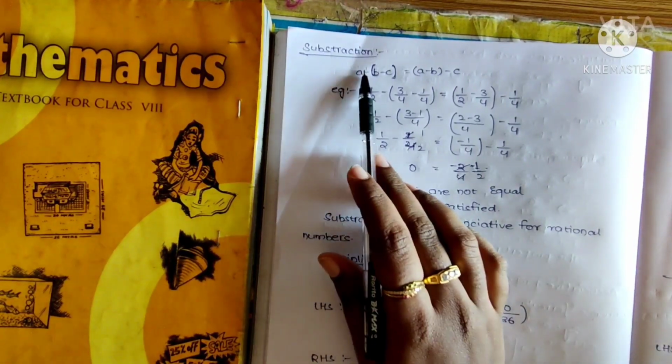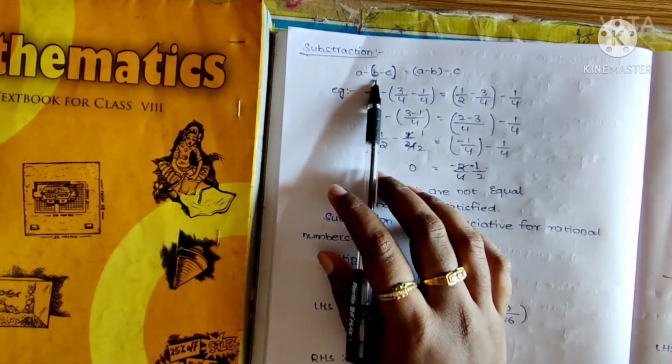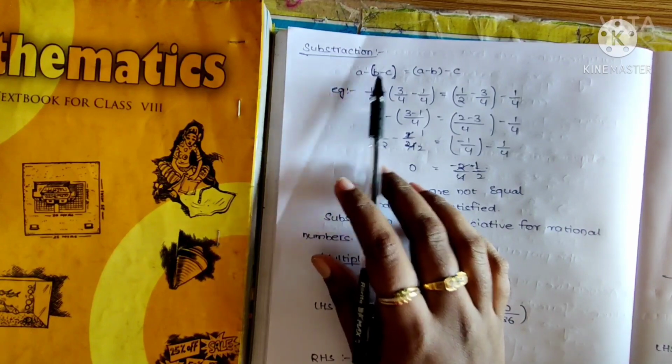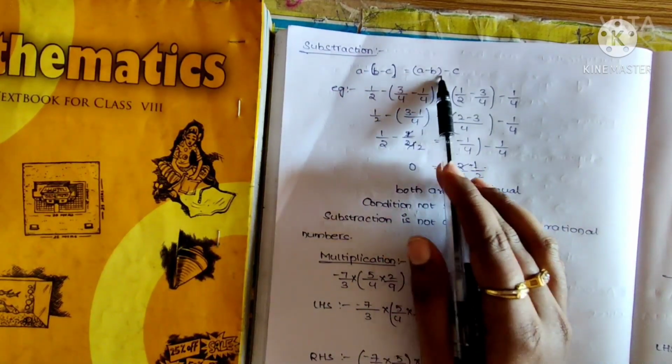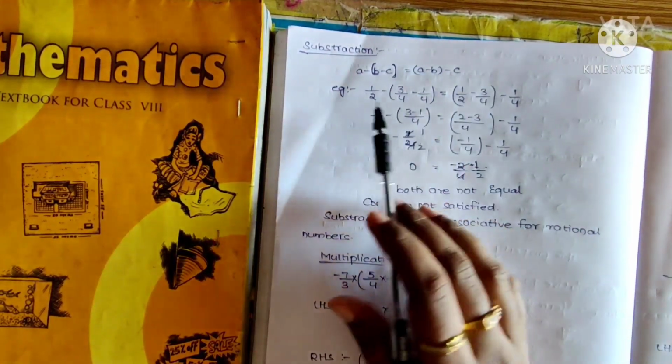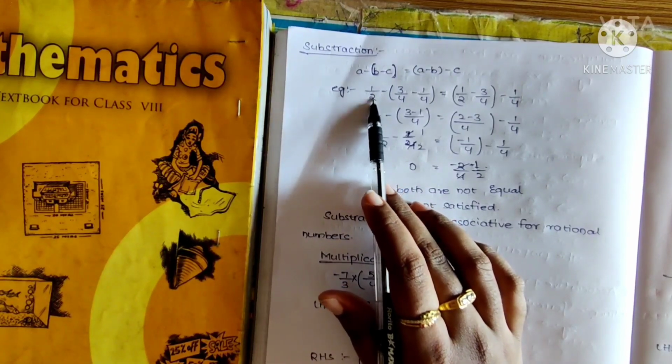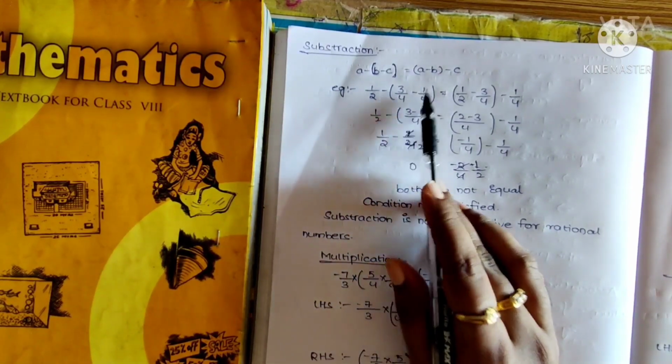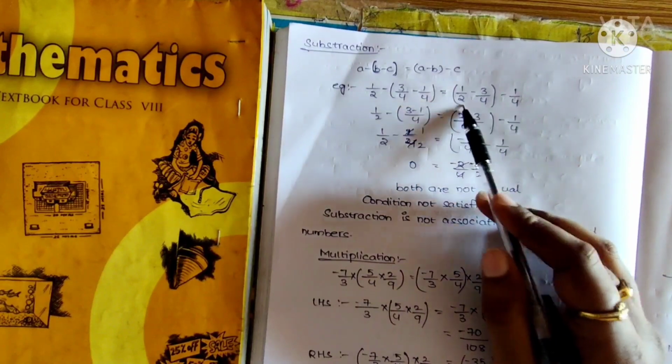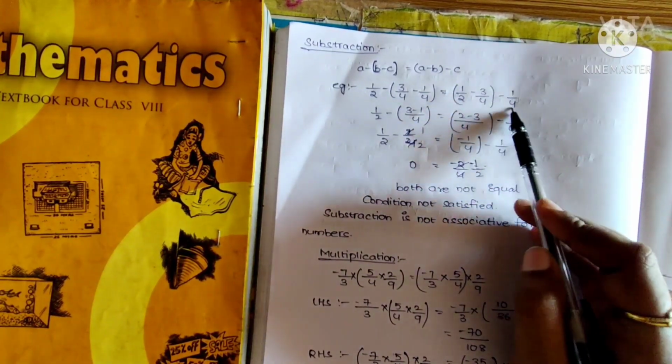Now let us see the associative property under subtraction. That is, (a − b) − c equals a − (b − c). Let us solve this as (1/2 − 3/4) − 1/4 equals 1/2 − (3/4 − 1/4).